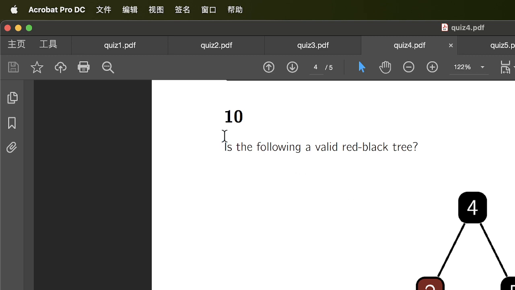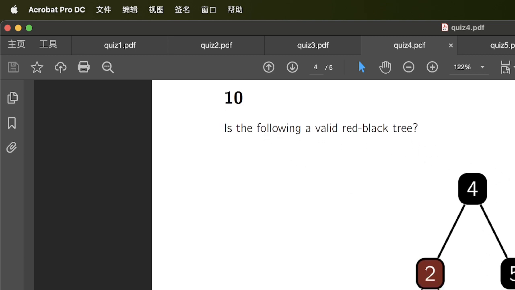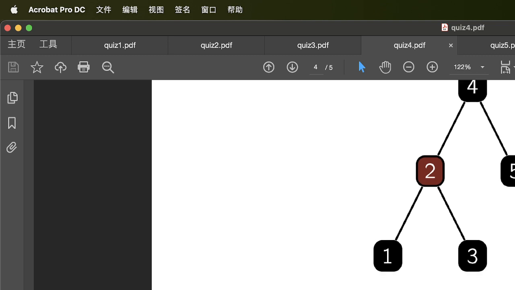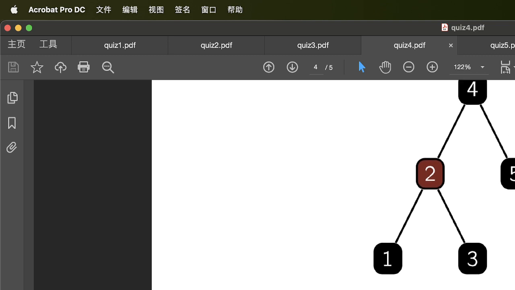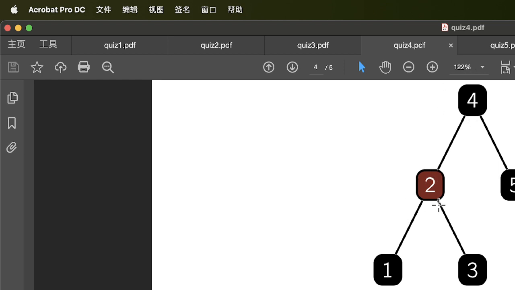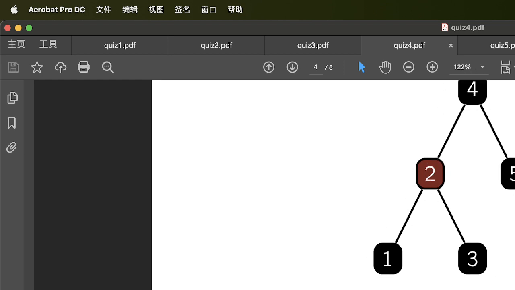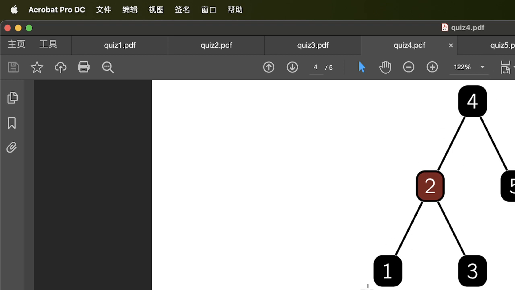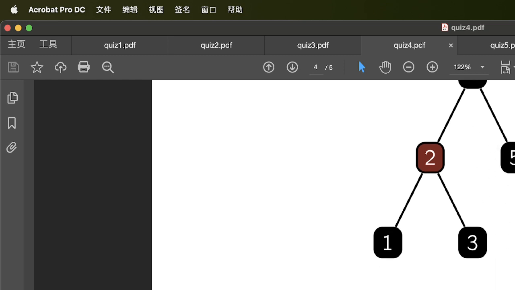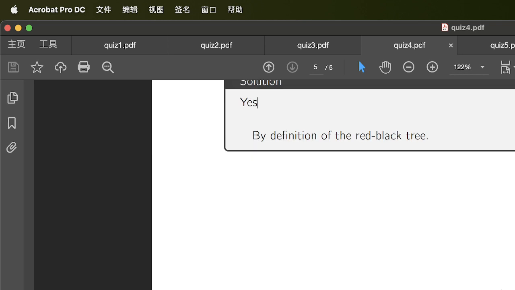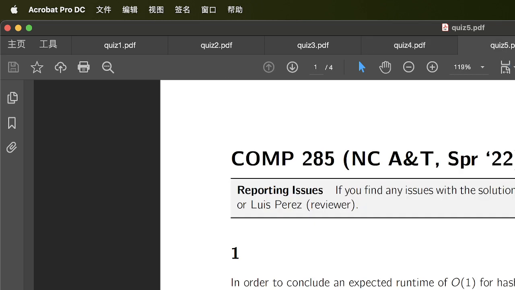Okay, number 10. Is the following a valid red-black tree? Yes, it's true. Just by definition, a red-black tree root should be black, and all children of red nodes would be black, and the number of black nodes on all paths from the root to the nil nodes should be the same. So yeah, just check the definitions of the red-black tree. This one is a valid one. Okay, so let's see quiz 5.